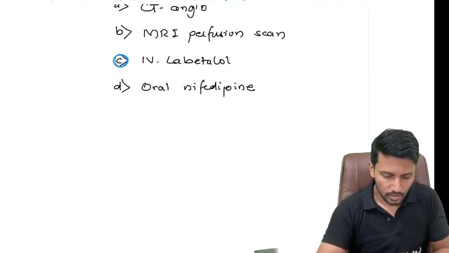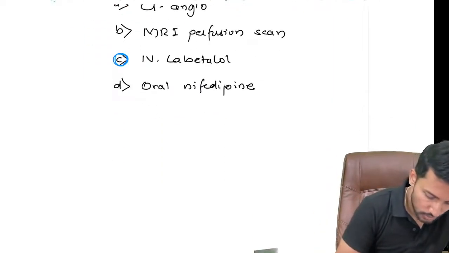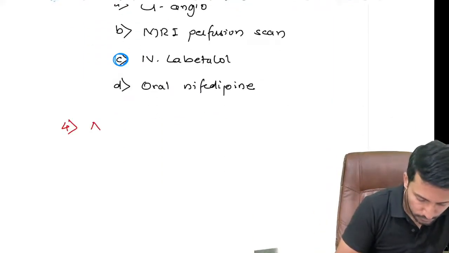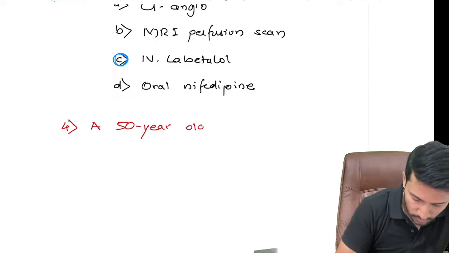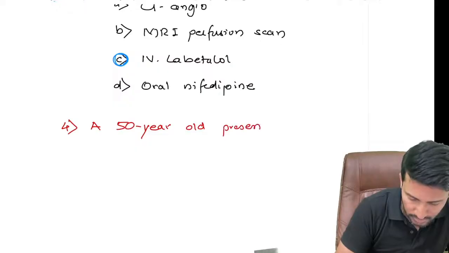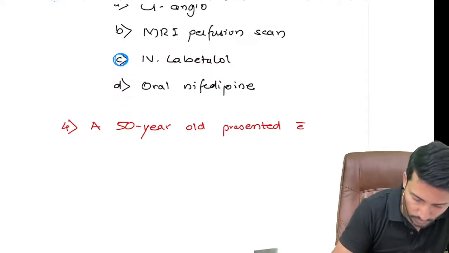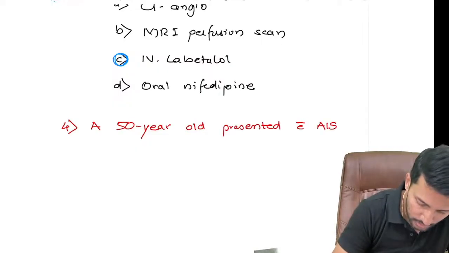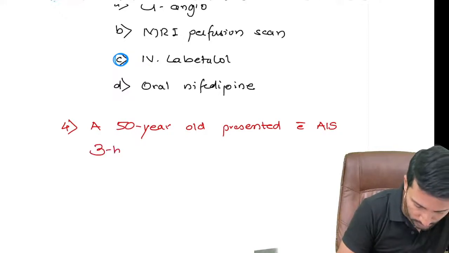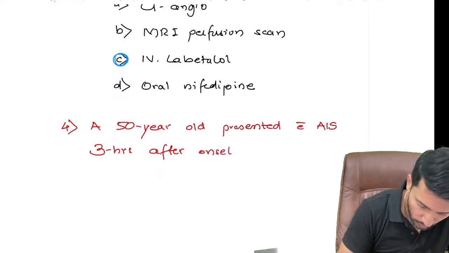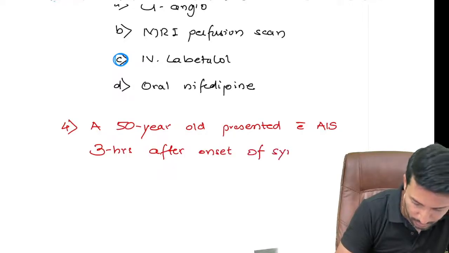Okay. Now one last question for today. A 50-year-old presented with acute ischemic stroke 3 hours after onset of symptoms.